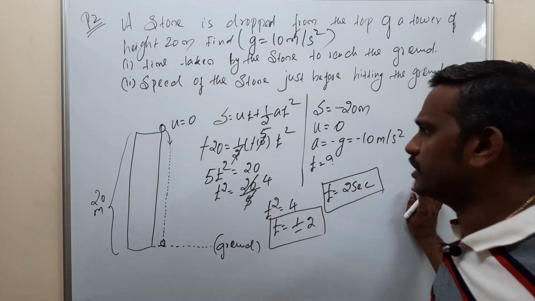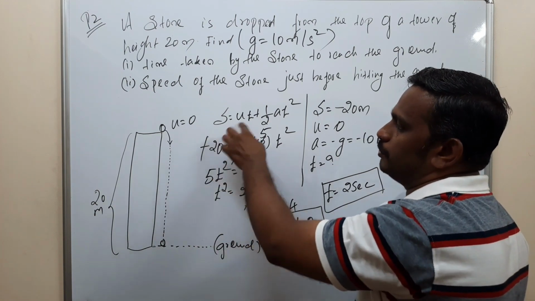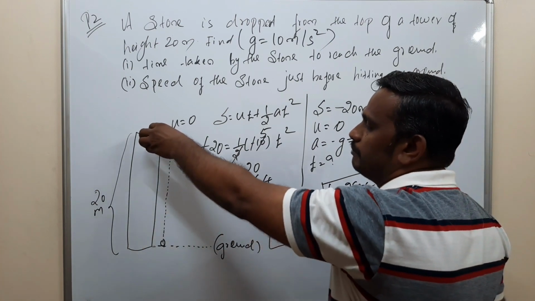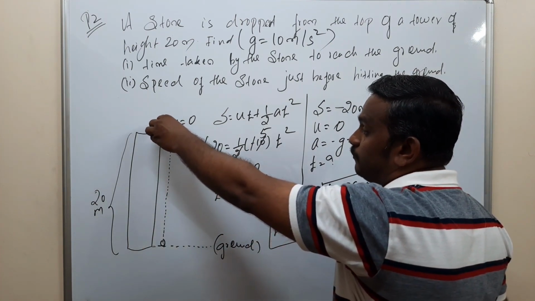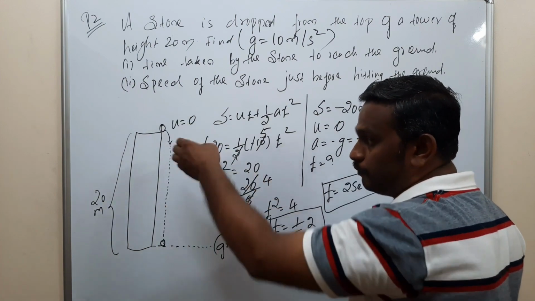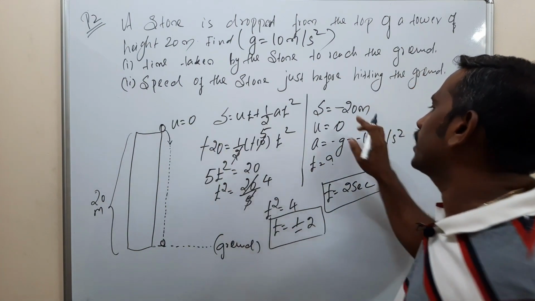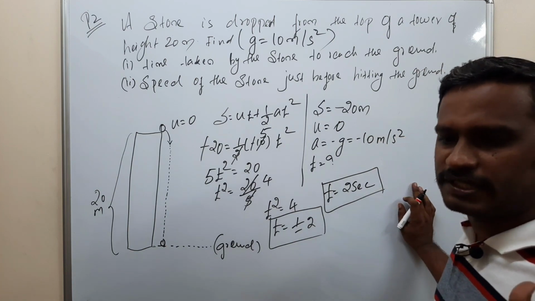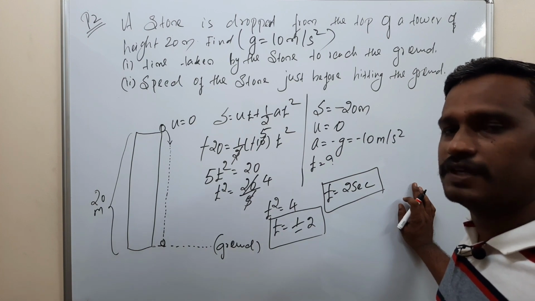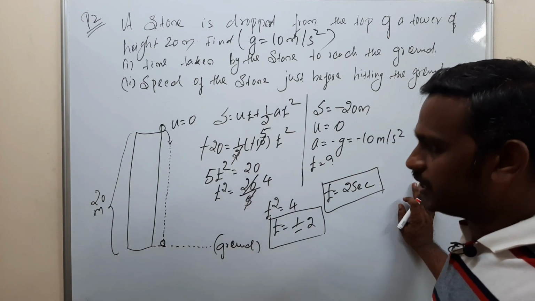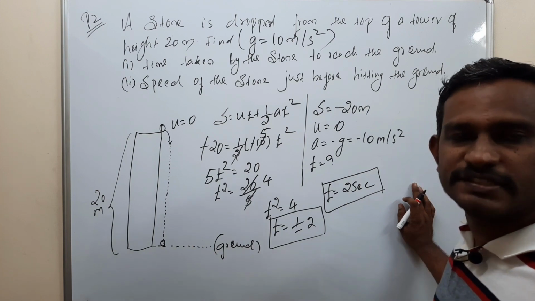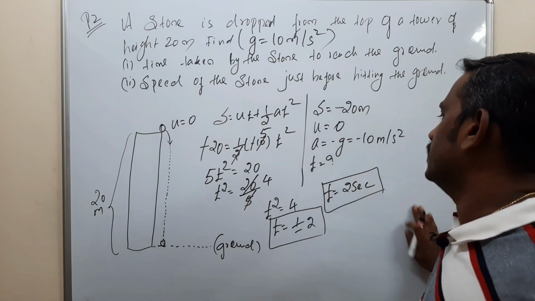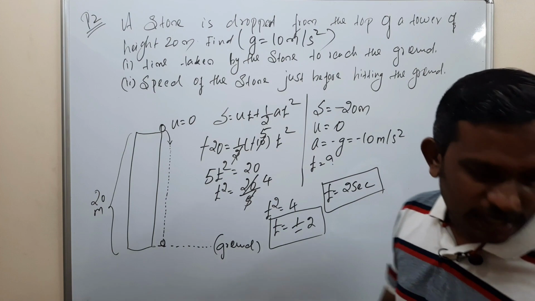Clear? We are using the kinematic equation s is equal to ut plus half at square, where s is the displacement, not the distance. When we measure the displacement from top to bottom for the downward motion, s is equal to minus 20. While discussing the concept, we took the ground as a reference point. If displacement or velocity is measured for upward motion, it is considered positive; for downward motion, it is considered negative. So s is equal to minus 20. Substitute the values and you will get the answer.